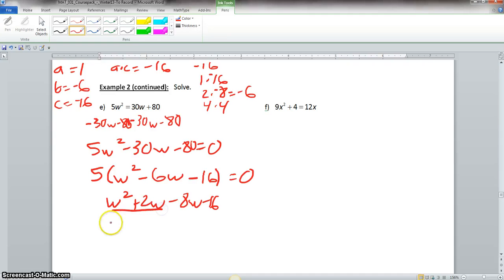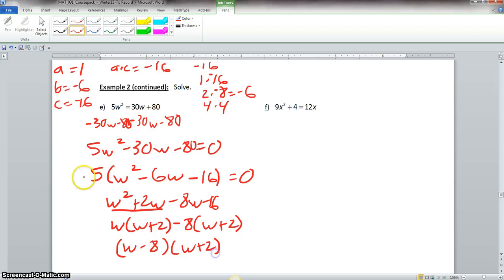Now we group these first two terms. We'll factor out w, and we add w plus 2. We group the second two terms. We can factor out a negative 8, and we will add w plus 2. Now, in one parenthesis, we add w minus 8. In the other parenthesis, we add w plus 2. We'll bring down our 5, and we'll bring down our equal 0.